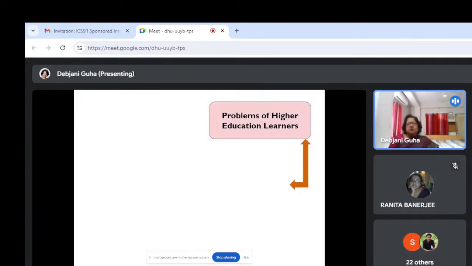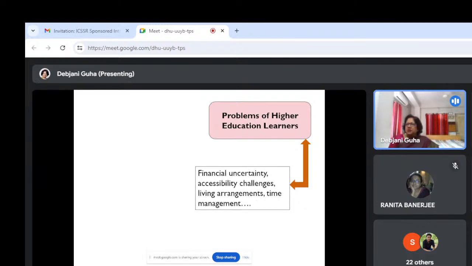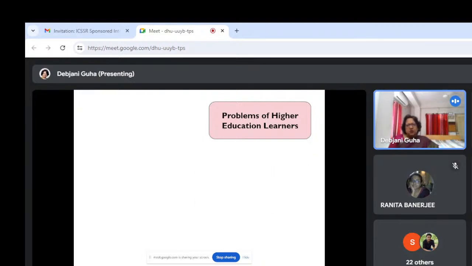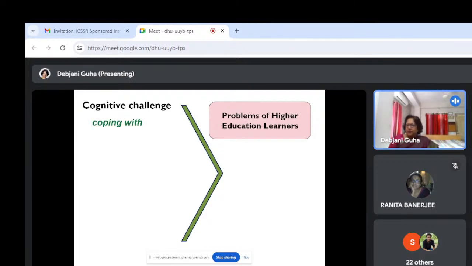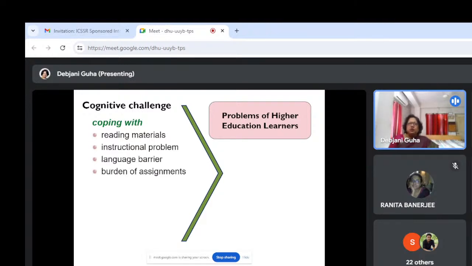Now there are several problems faced by higher education learners, like financial uncertainty, accessibility challenges, living arrangements or accommodation problems, time management. But these are not under the purview of our discussion. The discussion will be restricted only to the cognitive challenges they face. They have to cope with reading materials, instructional problems, language barriers, partner assignments. Resource accessibility is a great challenge for them. Self-motivation, concentration and retention problems.